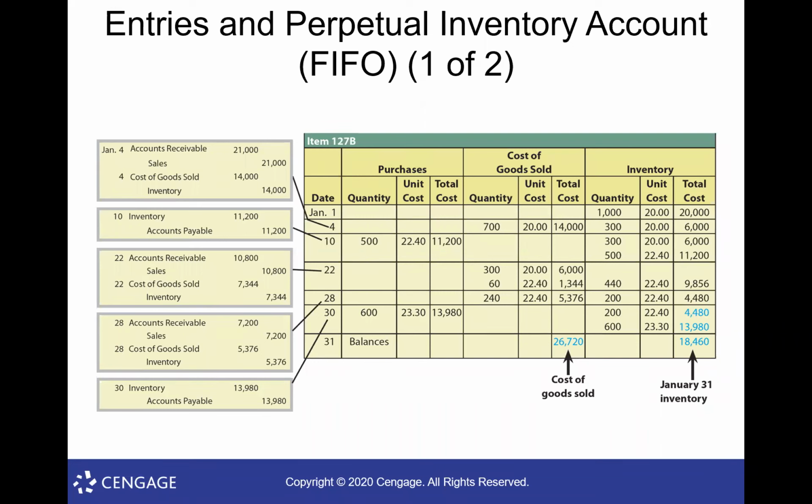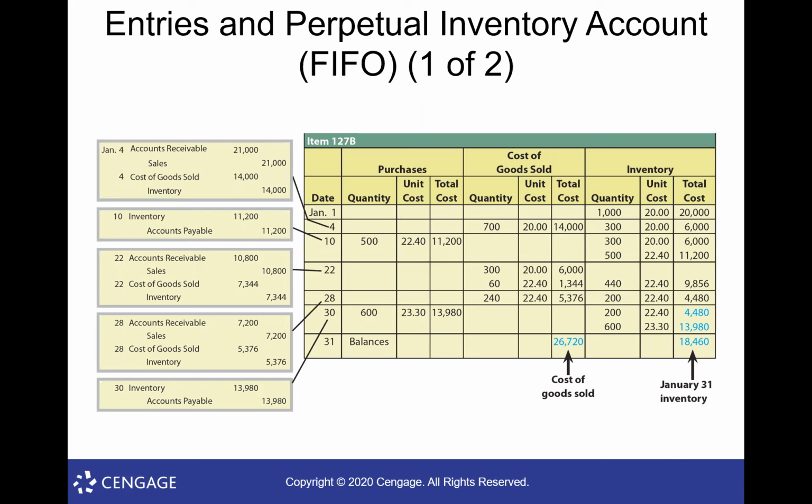So you'll see that their accounts receivable goes up and their sales revenue goes up, and their cost of goods sold, which is an expense, goes up, and their inventory goes down. So this is the dollar amount we're dealing in. Our journal entries are always in dollar amounts, not unit amounts. So here, though, we have to keep track of our units.